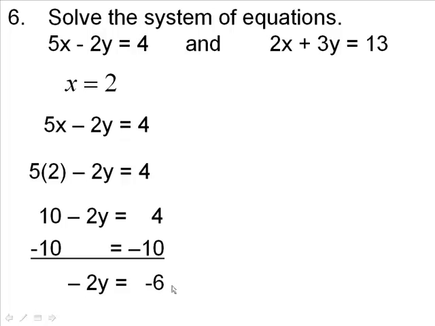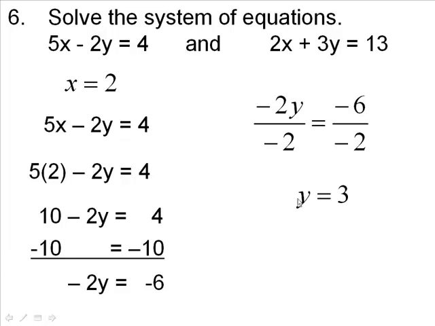And then we'll divide both sides of the equation by the coefficient of y. What is the coefficient of y? It's that number in front of y, isn't it? We'll divide by negative 2. We'll end up with y equals 3. So when x equals 2, y equals 3. And that's the solution for these two equations here. The point (2, 3) is the point where these two lines intersect.